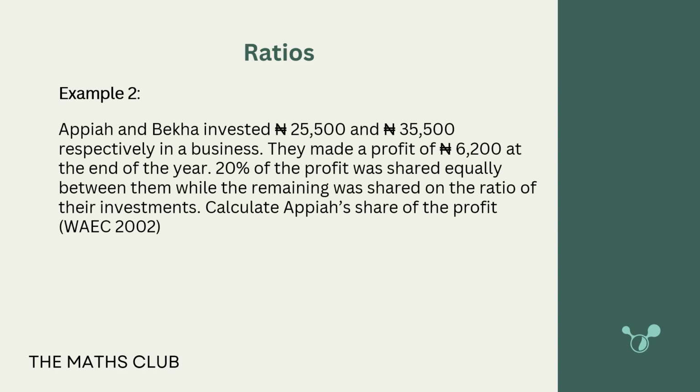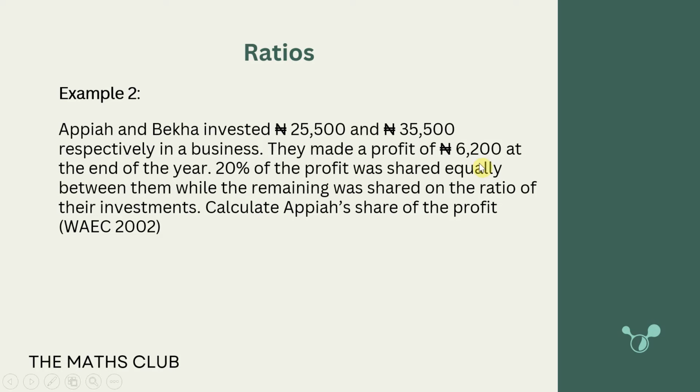The next example says that Appiah and Baker invested 25,500 and 35,500 respectively in a business. They made a profit of 6,200 at the end of the year. 20% of the profits was shared equally between them, while the remaining was shared on the ratio of their investments.